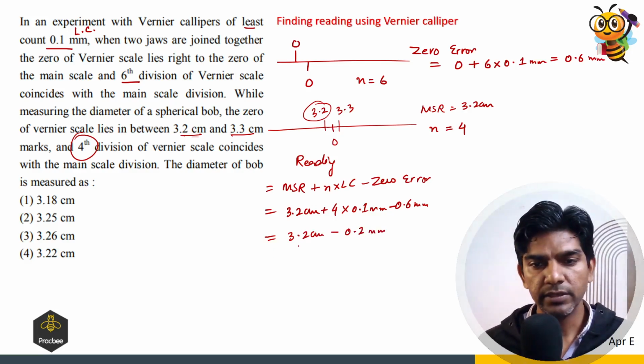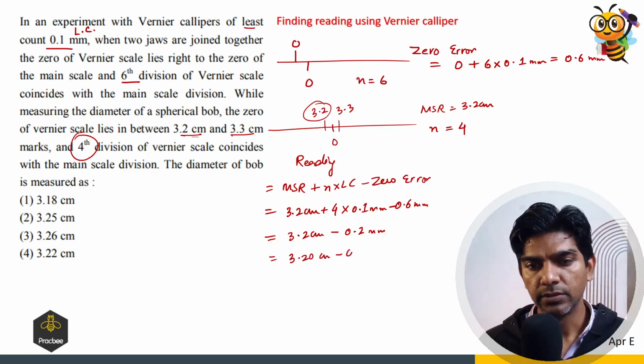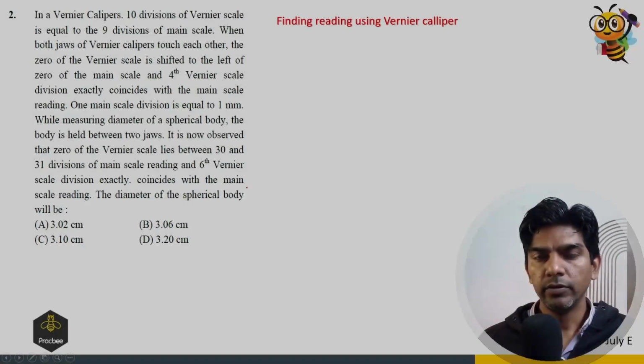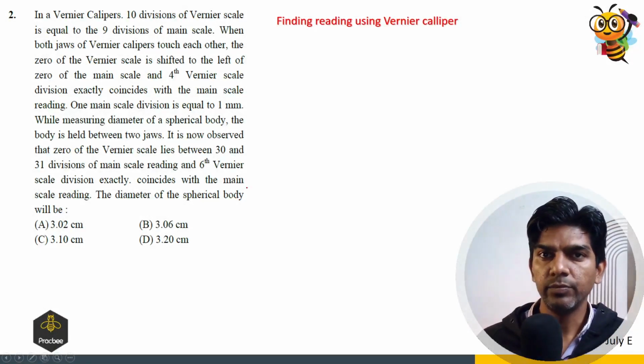And we have to find the answer in centimeter. So this can be written as 3.20 centimeter minus 0.02 centimeter. So it will be 3.18 centimeter. So option 1 is the right answer. Now let us see one more question based on the same problem type.